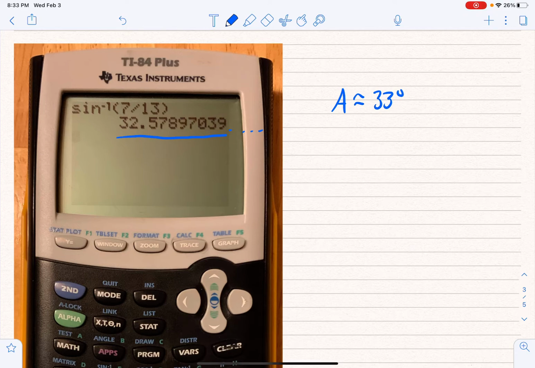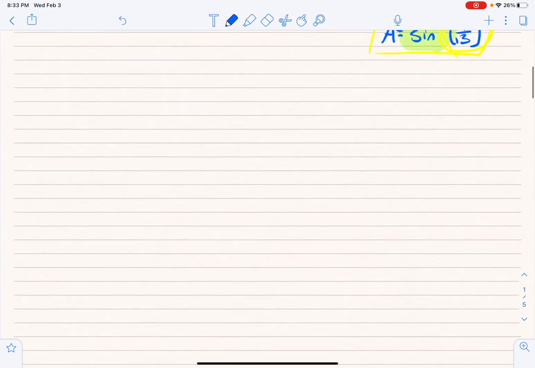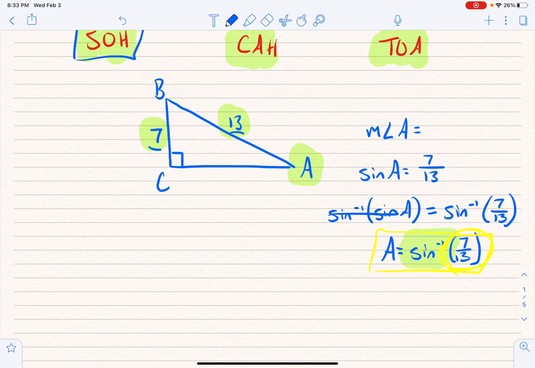And so now think about what situation we had. All we had were two sides, and we were able to come up with the angle. A is about 33 degrees. Now, if A is 33 degrees over here, how big does B have to be? We've got to remember that A and B have got to be complementary. And so then B would have to be 57 degrees.